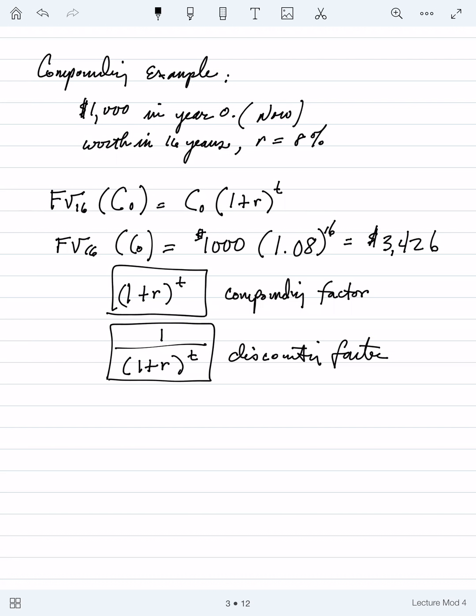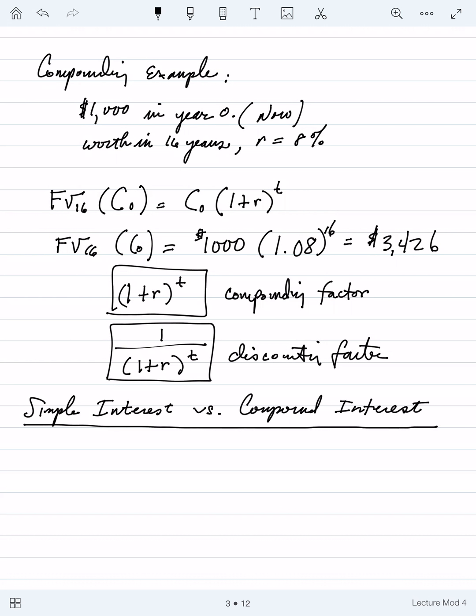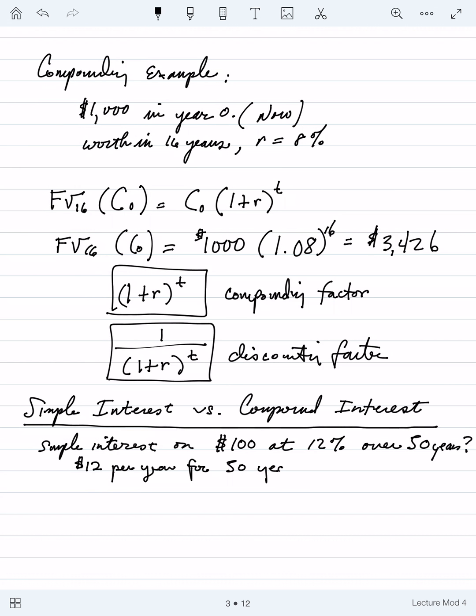Now, let's imagine a simple interest issue versus compound interest to see what is going on. Simple interest versus compound interest is something of note. Imagine, say, what would the simple interest be? Let's imagine that we're dealing with just $100 at 12% for 50 years. How much would that be? Well, the interest in the simple framework is $12 per year for 50 years. So 12 times 50, that'd be just a simple amount.